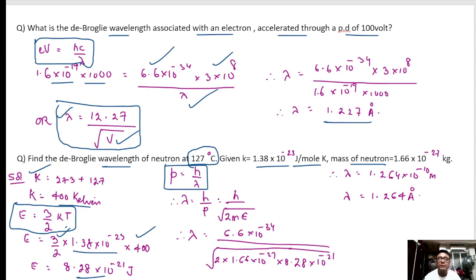So what is P? P is equal to the square root of 2 into M into E, where E is the energy, M is the mass of the neutron, and h is Planck's constant. All values are given to us. Energy we found from here. So putting it in, we get the wavelength of the de Broglie wave.